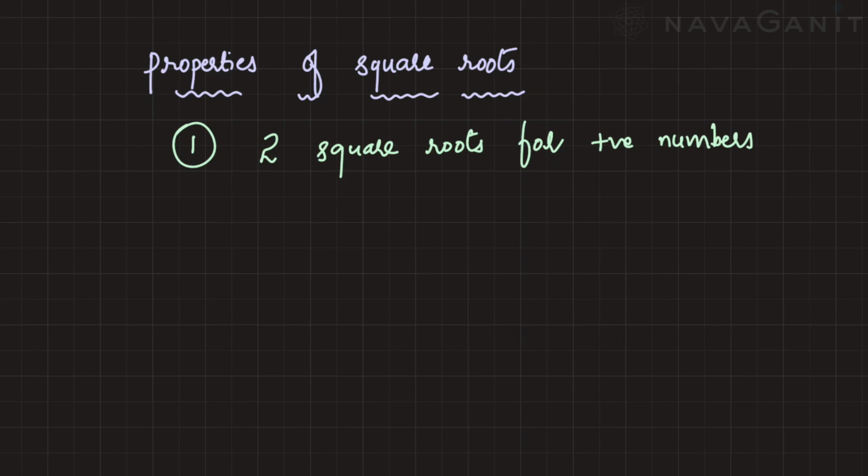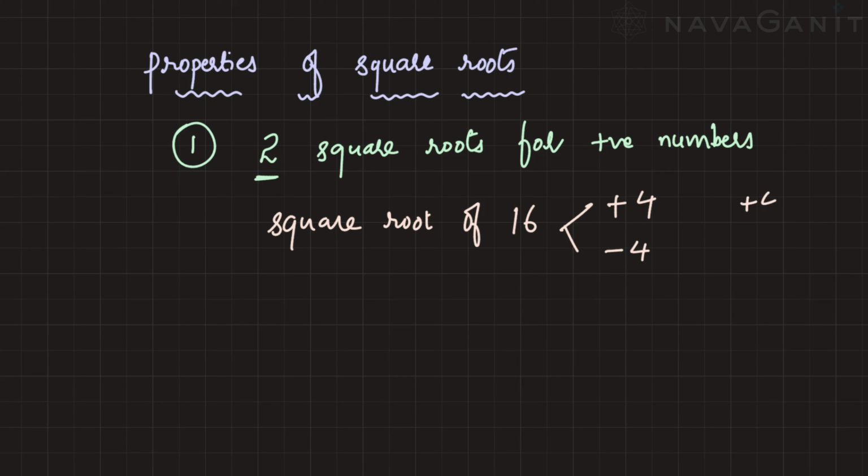So first of all, positive numbers have two square roots. Any positive number has two square roots, and one of them would be positive, the other would be negative. And these square roots have the same magnitude but opposite signs. For example, square root of 16 could either be plus 4 or minus 4, because if I multiply plus 4 by plus 4, I'll end up getting 16.